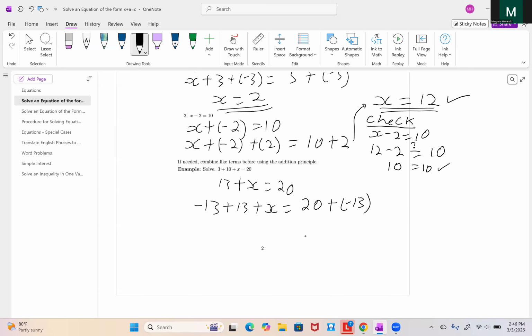Negative 13 plus 13 is 0. 0 plus x is equal to 20 plus negative 13, which is 7. X is equal to 7. We need to check.